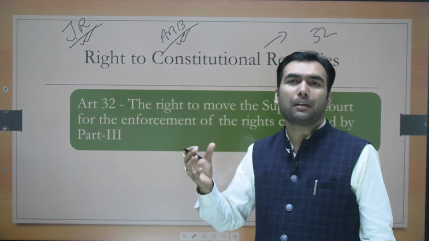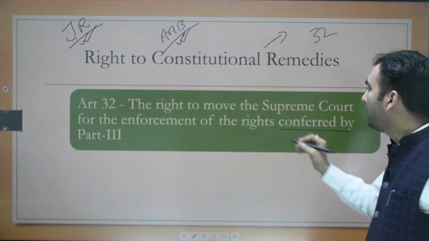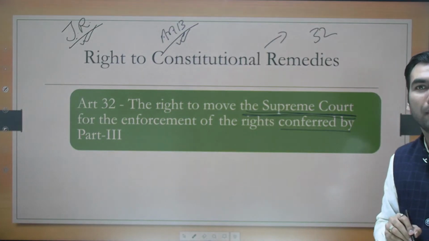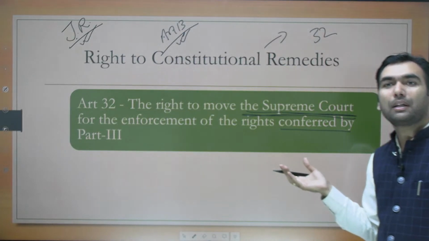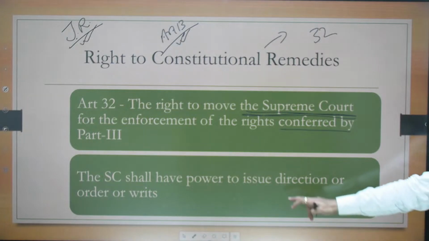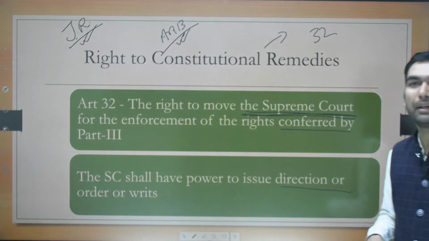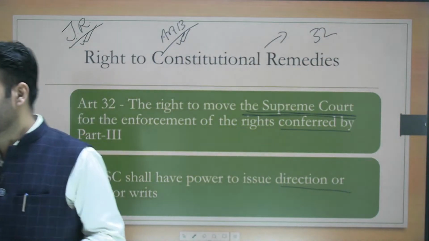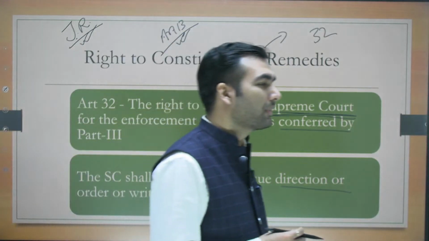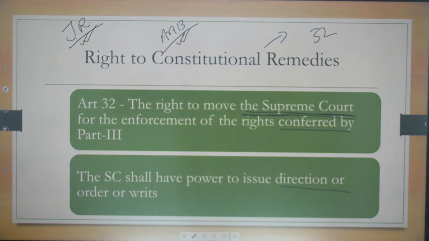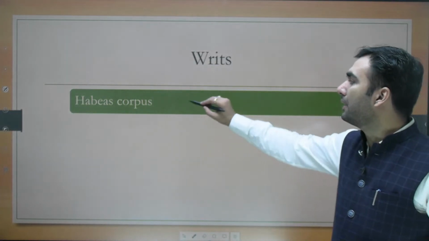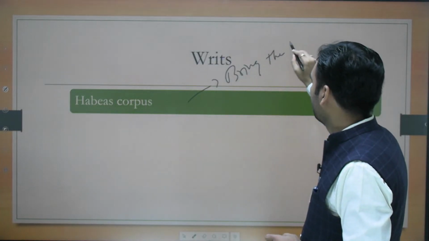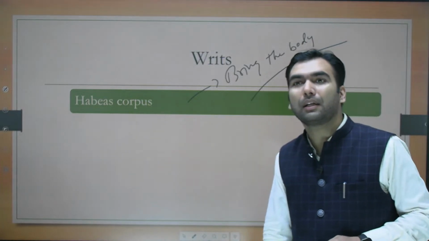And to make it more prominent, to give it a distinctive flavor, the right has been given to move the Supreme Court directly. Otherwise, you have to go through the lower court, then the high court, and then the Supreme Court. But in case of a fundamental right, one can directly approach the Supreme Court, and then the Supreme Court shall have the power to issue directions or writs. Can you tell me the writs which are available to an Indian citizen? First is habeas corpus. Habeas corpus means bring the body. So suppose a person is in illegal confinement.